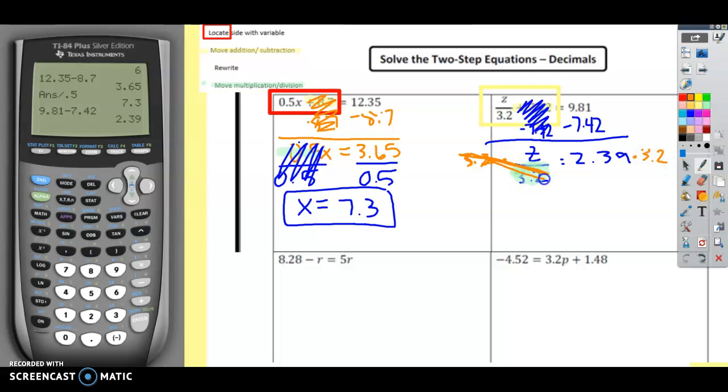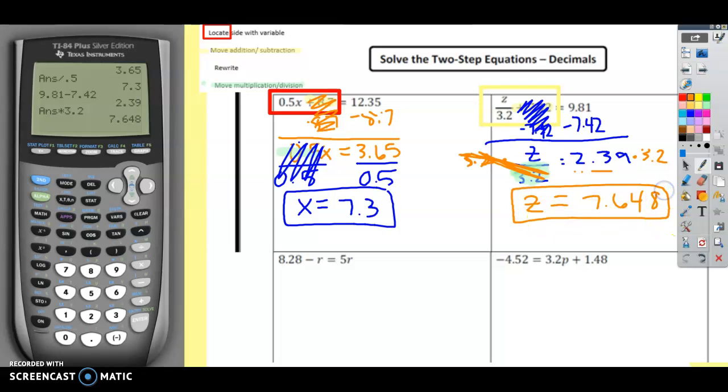Again, opposites cancel, and we'll adjust my variable of z. When I perform this operation again, 2.39 is already in my calculator. I'm just going to then multiply by 3.2, and you get 7.648. Okay, bottom left.